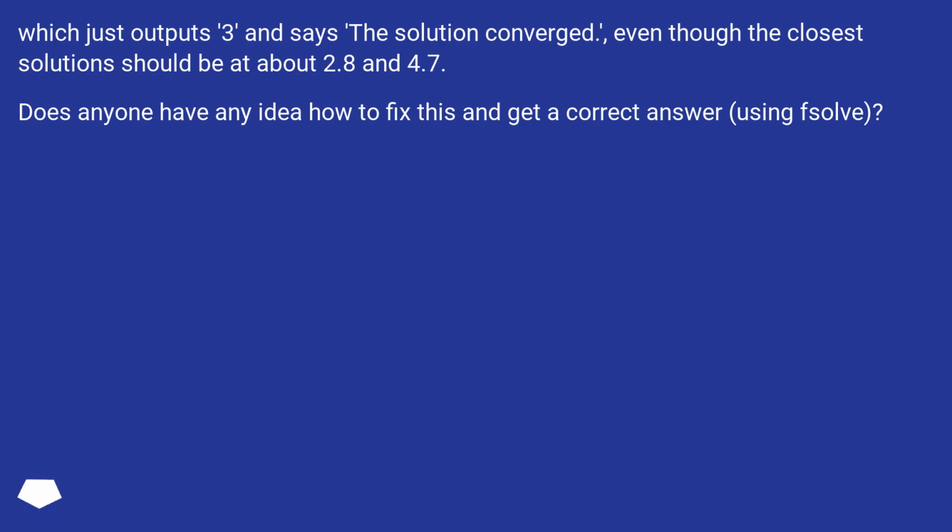Which just outputs 3 and says the solution converged, even though the closest solutions should be at about 2.8 and 4.7. Does anyone have any idea how to fix this and get a correct answer, using fsolve?